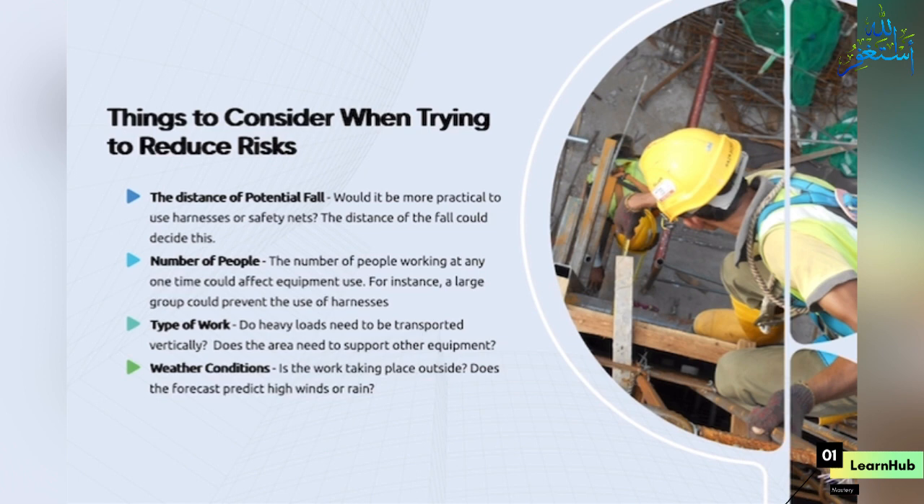Number of people. The number of people working at any one time could affect equipment use. For instance, a large group could prevent the use of harnesses. Type of work. Do heavy loads need to be transported vertically? Does the area need to support other equipment? Weather conditions. Is the work taking place outside? Does the forecast predict high winds or rain?